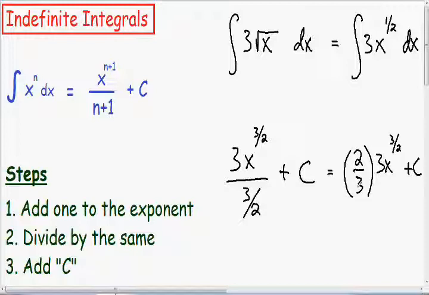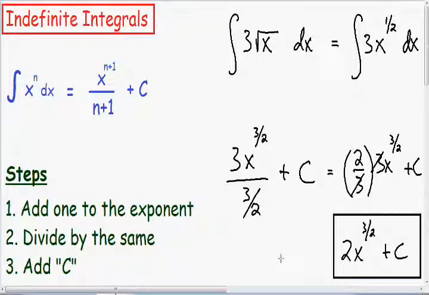Now this can be simplified even further. Notice how we have a 3 in the denominator and a 3 in the numerator, so they can cancel out. And the only thing that we're left with is 2x to the 3/2 plus c. Now we have completely integrated 3 multiplied by the square root of x.